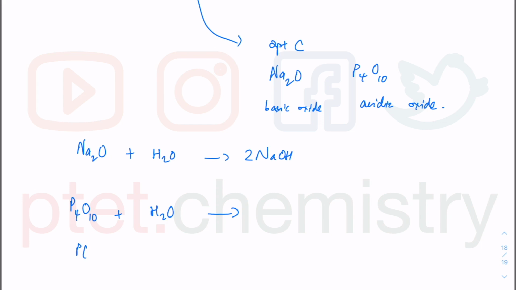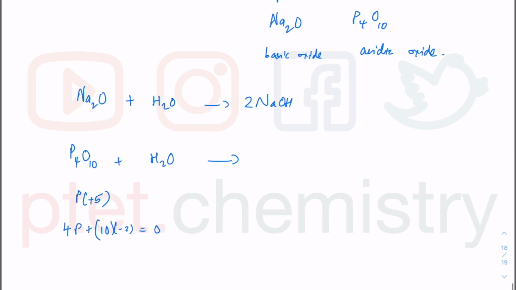So this is phosphorus plus 5, because you've got 4 phosphorus plus 10 times minus 2, giving you the overall oxidation state of the compound as 0. So phosphorus is plus 20 over 4, phosphorus is plus 5. We are not doing a redox, they are just dissolving in water to give you the acid, because this is an acidic oxide. So the acid that you're going to get will be phosphorus plus 5, which is PO4 3 minus. That's why it's H3PO4 and not H3PO3, because this is phosphate and not phosphite.